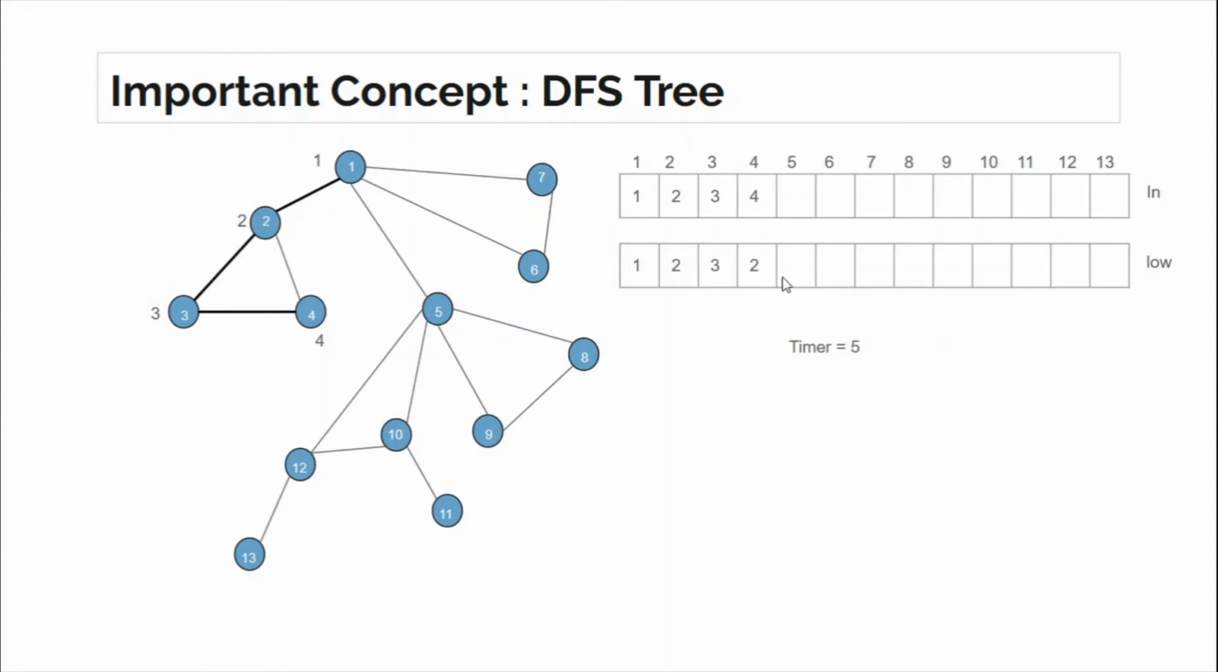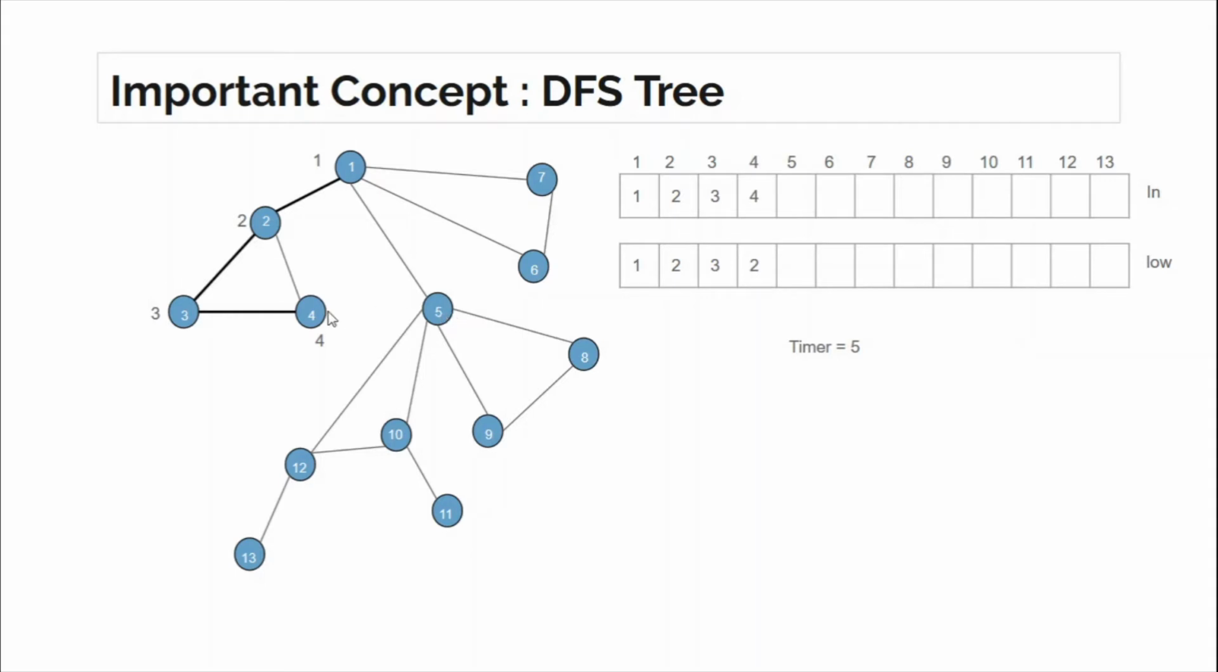We would always keep here the low time and the in time. So now node 4 can reach a node which was discovered at time 2. The in time indicates the time at which this node was discovered. So we see node 2 was discovered at time 2, and since node 4 can reach node 2 using some back edge, that is why the low time of node 4 is equal to 2.